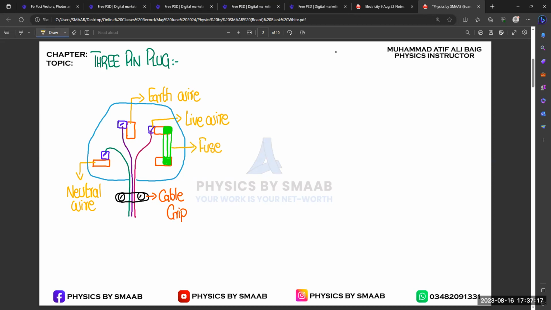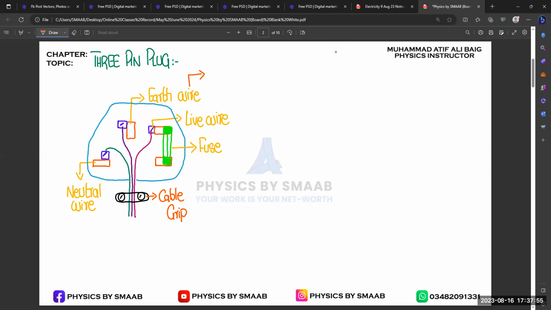So first of all, let's talk about the wires, what the function of these wires is, and then we will discuss the fuse. First of all, let's talk about the earth wire. The purpose of the earth wire, or why we connect the earth wire in the three-pin plug, is only for the earthing process, right? Earthing means if there are some additional charges in your socket, or some charges left out during the process, this wire will help you to pass those charges, or ground those charges.